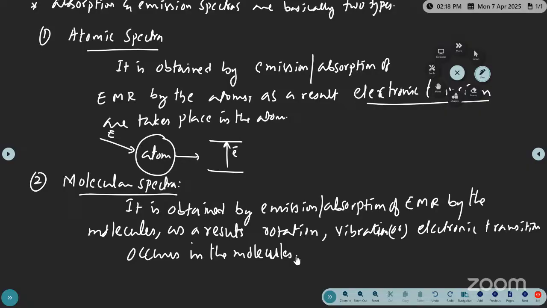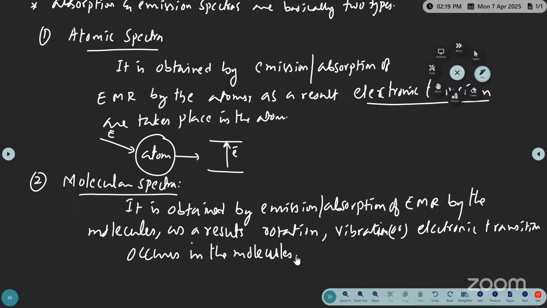What happens if the electromagnetic radiation is absorbed by the molecule? The atoms may be involved in rotation, or in vibration, and also electronic transitions. Three types of transitions occur in the molecule by emitting or absorbing the radiation. Understood? If molecules absorb, three types of transition take place: rotational transition, vibrational transition and electronic transition. In atomic spectra, only one transition takes place, that is electronic transition, isn't it? So basically the emission and absorption spectra are classified into two types, atomic spectra and molecular spectra.